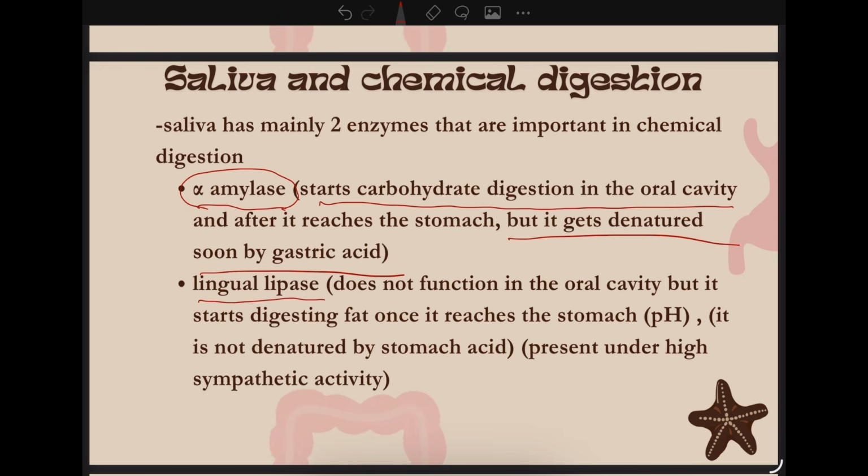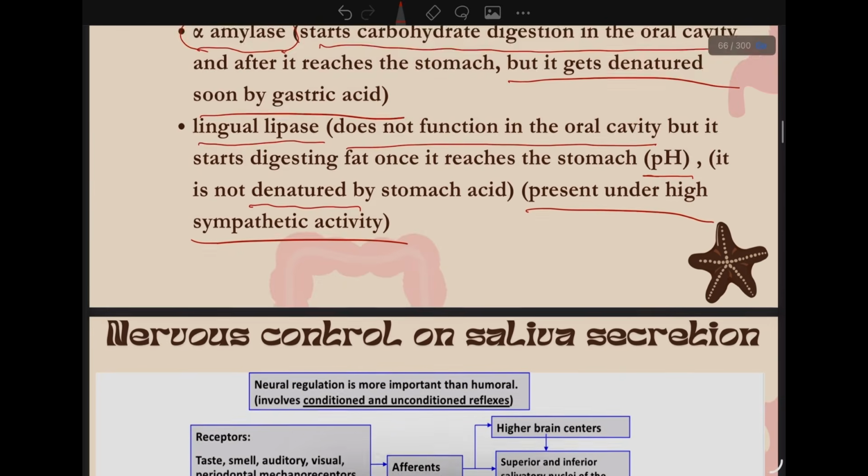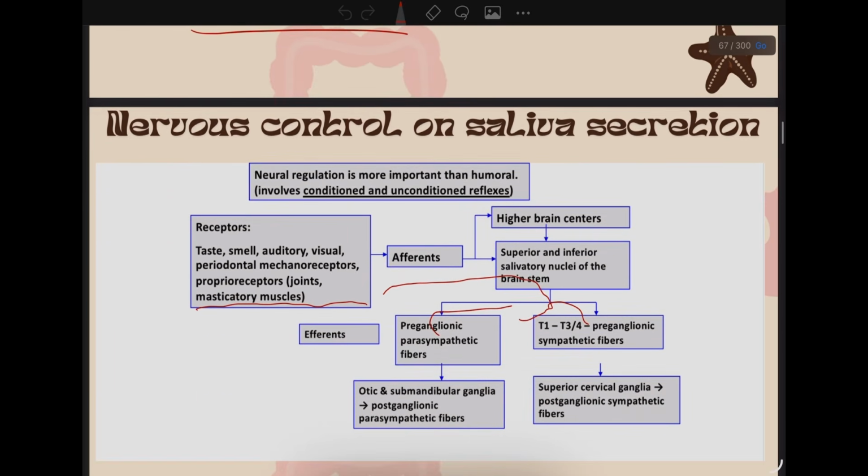Now for lingual lipase, this does not function in the oral cavity. It's produced in the saliva, but it cannot function. Why? pH. It needs an acidic pH to work, and you remember the saliva had high bicarbonate, so it cannot function there. Once it reaches the stomach, it finds the optimal pH that it's looking for, and then it starts working. It's not denatured. It can overcome the denaturation that kills alpha amylase, so it can work even better. And it's present under high sympathetic activity. You can remember that. But as we said, sympathetic also gives us a thick saliva, full of enzymes.